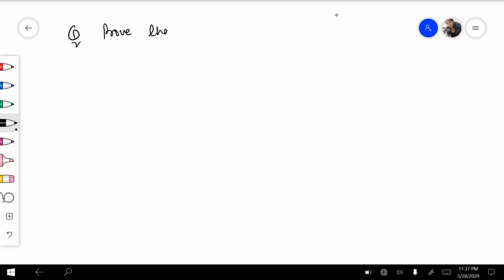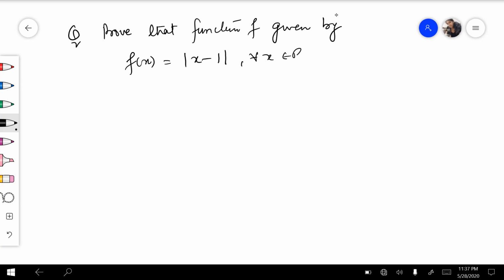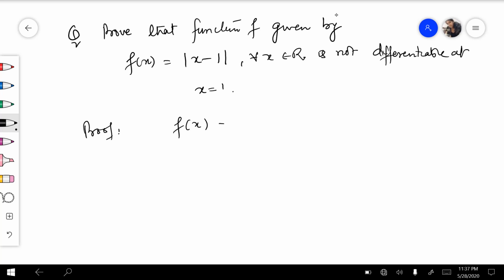Prove that function f given by f of x equals to modulus of x minus 1 for every x belongs to R is not differentiable at x equals to 1. Proof: f of x is given equal to modulus of x minus 1. With the help of this, what is f of 1? हमने x की जगह पर 1 लिखा, तो right hand side पे भी it will be 1 minus 1 which equals to 0.